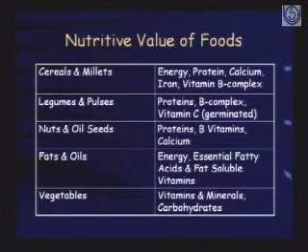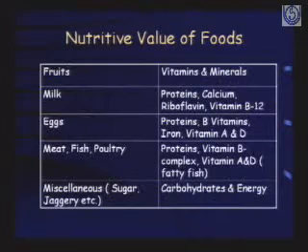Similarly, nuts and oilseeds are rich in proteins and B vitamins, but they are not so rich in fat-soluble vitamins. Fruits and vegetables give us vitamins and minerals, but they are not so rich in essential fatty acids. Milk, eggs, meat, fish, poultry are all animal foods and they give us almost all the nutrients in very good amounts, so they can be considered as complete food. Then we have some other foods like sugar and jaggery, which do not provide us minerals and vitamins but are a good source of energy.